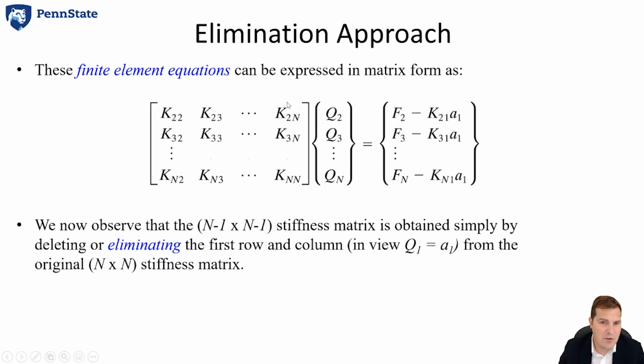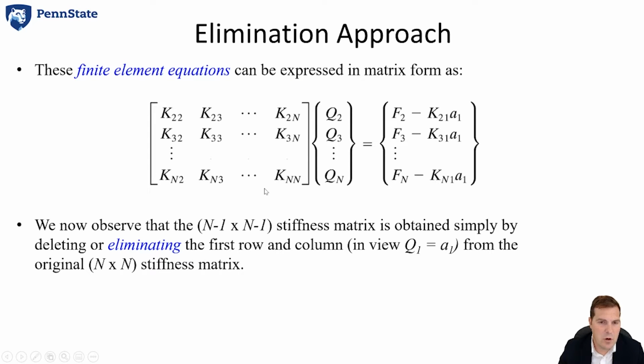So as a consequence, the finite element equations can be expressed in matrix form. Here's our K matrix, we know that. These are some of the things we don't know, and notice that we don't have a Q1 there, and also we don't have it here. So basically what we've done is we now observe that we have an n-1 stiffness matrix, and it's obtained simply by deleting or eliminating the first row and column, which is pretty amazing.